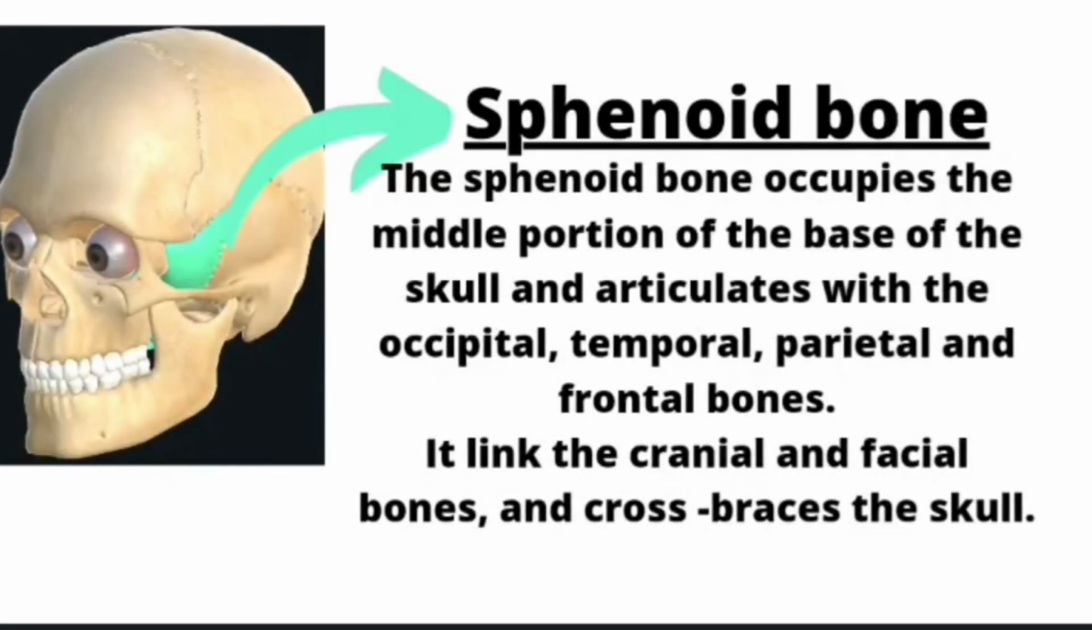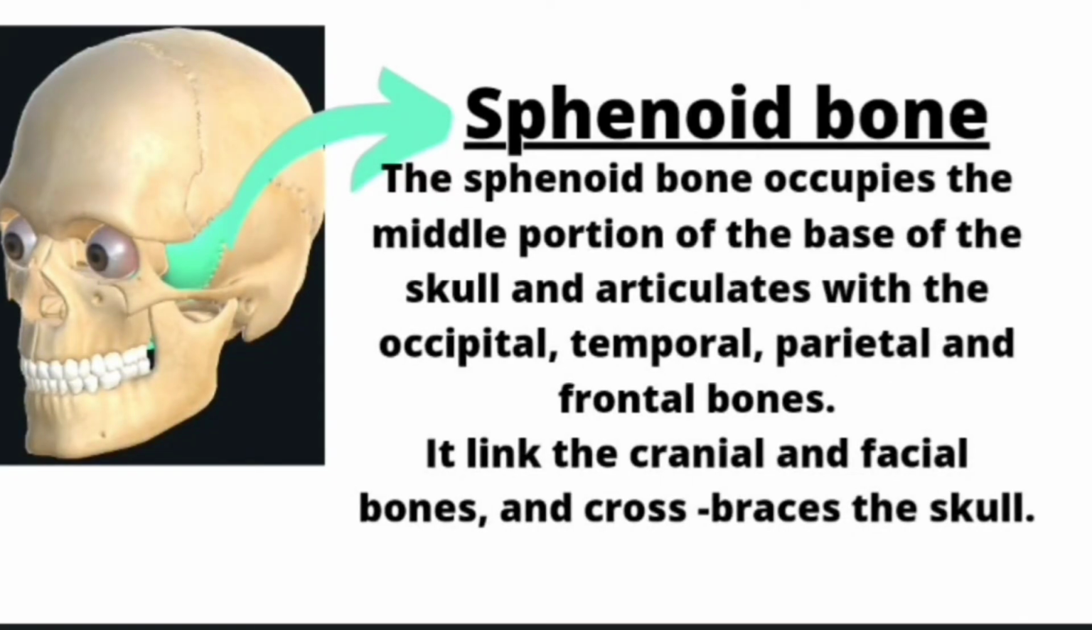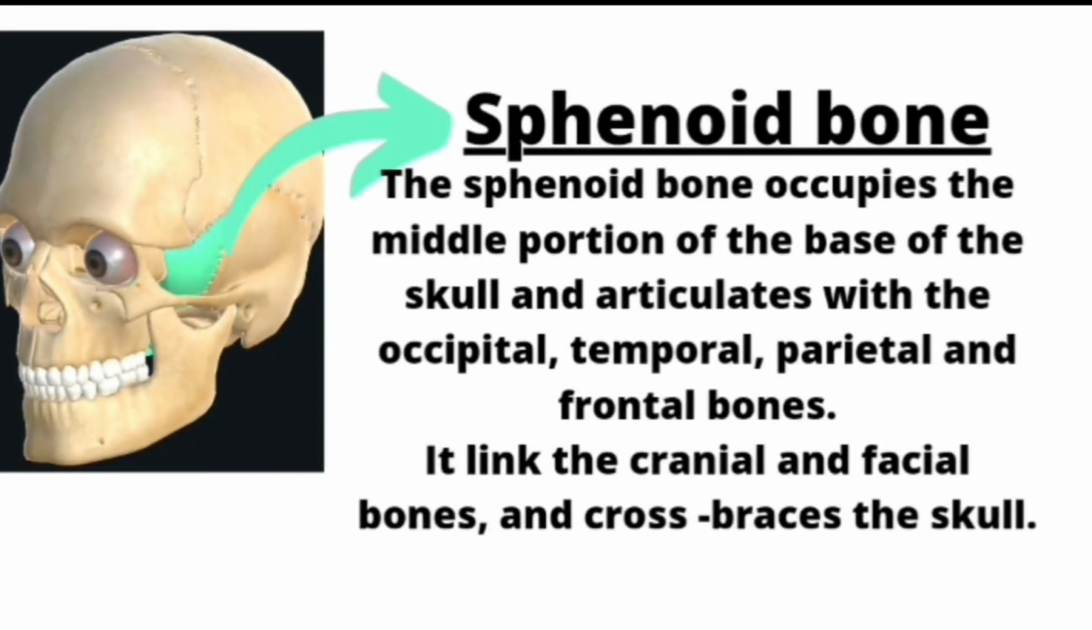Sphenoid bone. The sphenoid bone occupies the middle portion of the base of the skull and articulates with the occipital, temporal, parietal, and frontal bones. It links the cranial and facial bones and crosses the skull. On the superior surface in the middle of the bone is a little saddle-shaped depression, the hypophyseal fossa, or sella turcica, in which the pituitary gland rests.